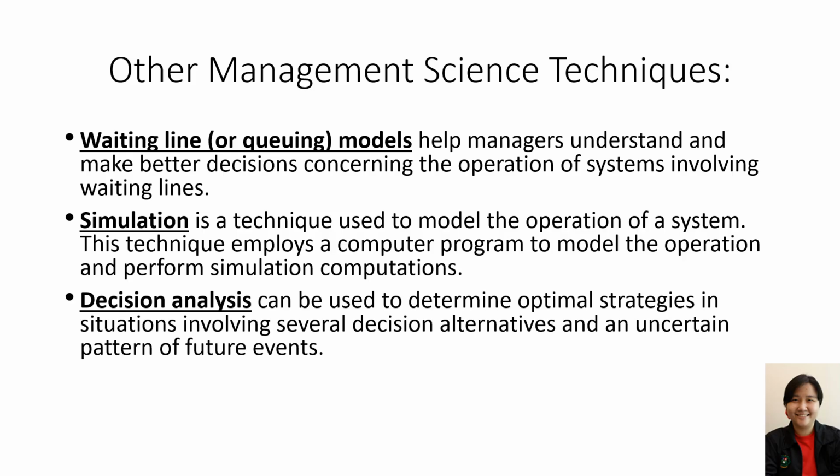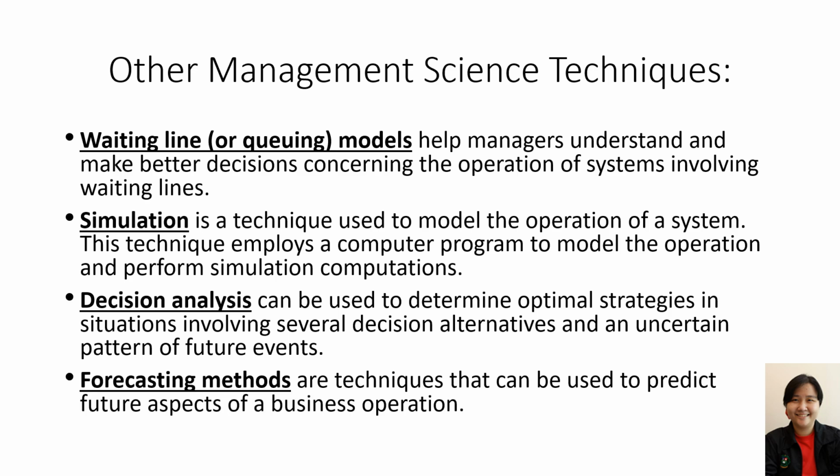Then we have decision analysis. Decision analysis uses the Bayes theorem and decision trees to determine the best strategies when dealing with uncertain future events. Then, we have forecasting methods. These are techniques used to forecast what would be the future outcomes of a business operation.